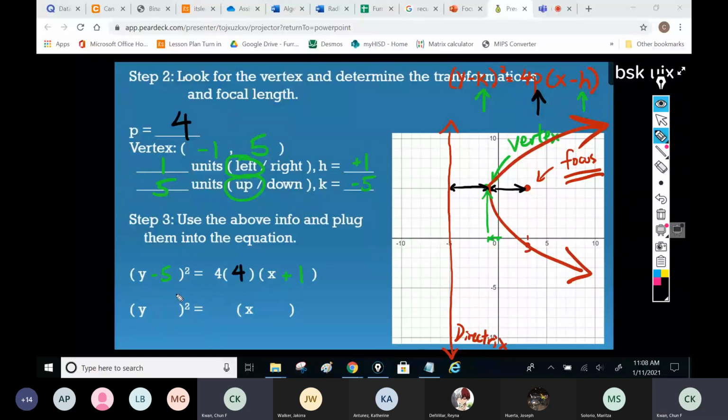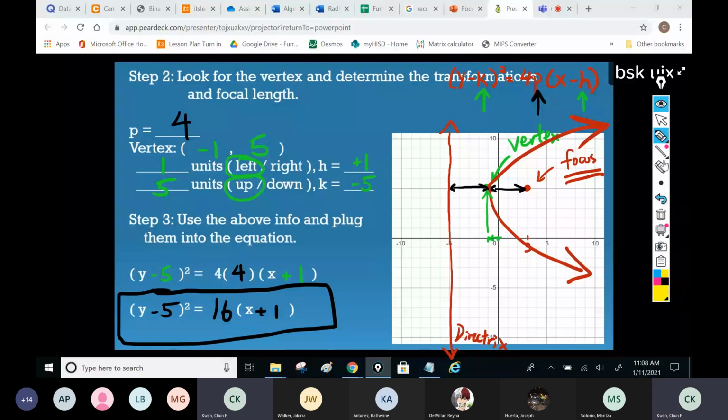All right, now all you got to do is solve this part and then you are done. So 4 times 4 is 16. -5 +1. And this is your final answer. That's your final answer. It's the equation for this parabola, this curve right here.